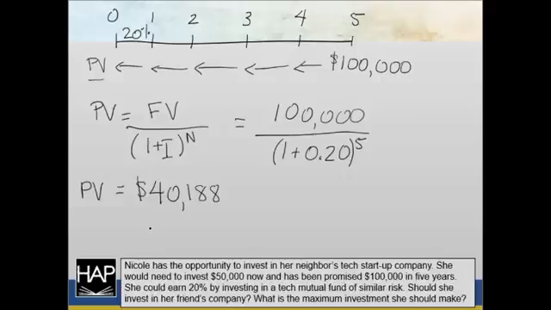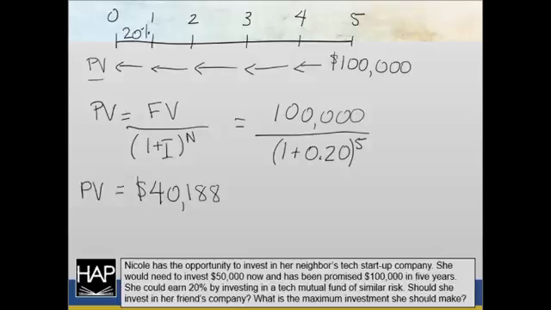Because the present value of this investment is less than the $50,000 that she's asking me to invest in, this is probably not a very good investment for me because I'm going to be putting more money in and not getting the rate of return that I would get in a similar investment. I'm better off putting my money in a startup tech mutual fund rather than investing in my neighbor's company.